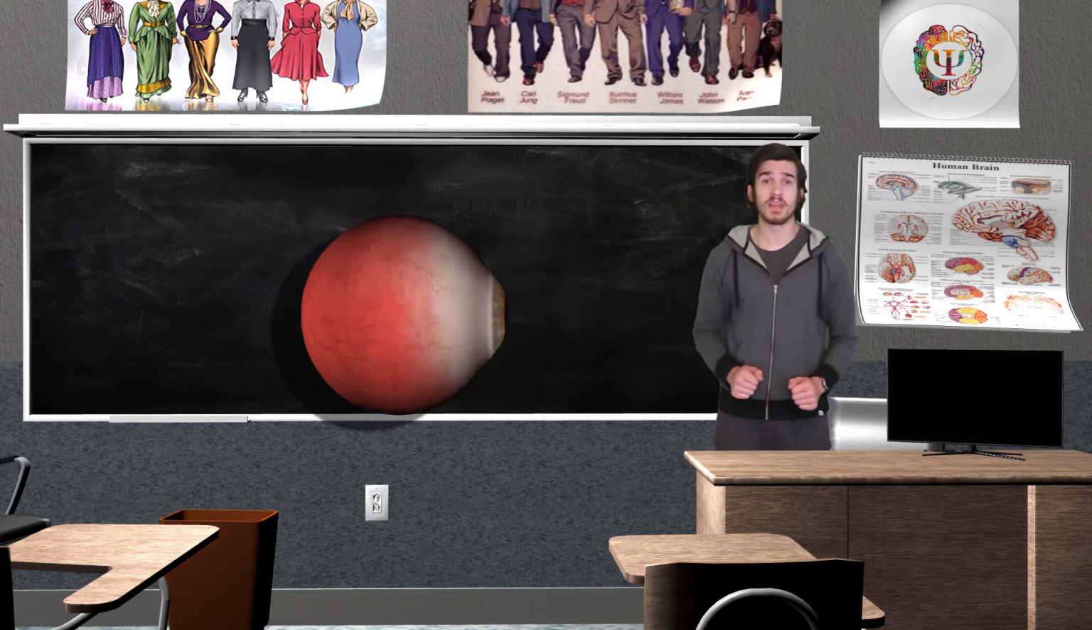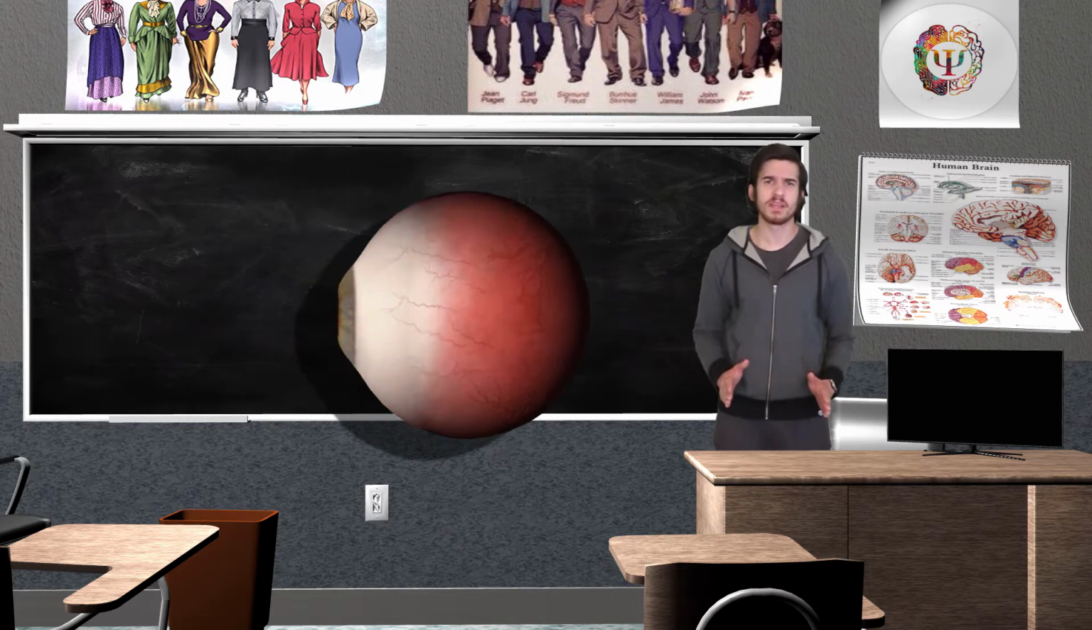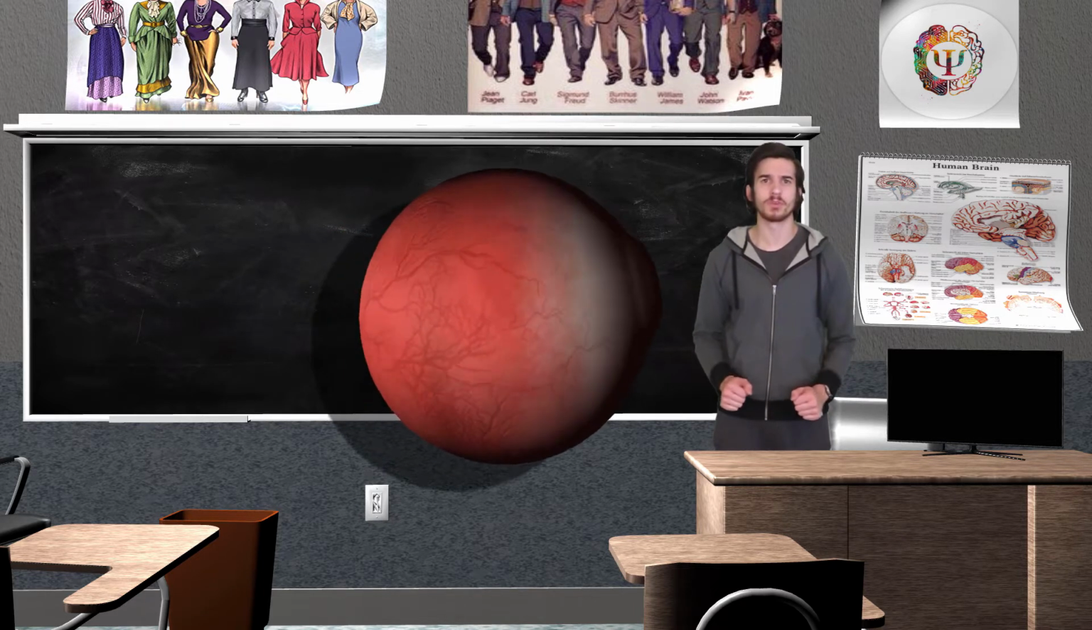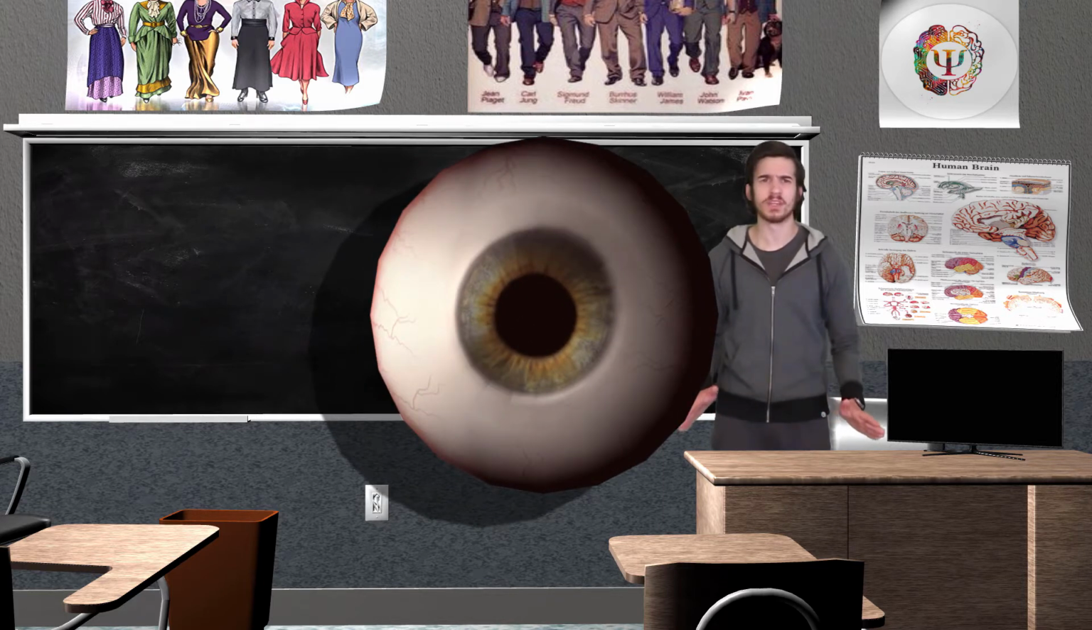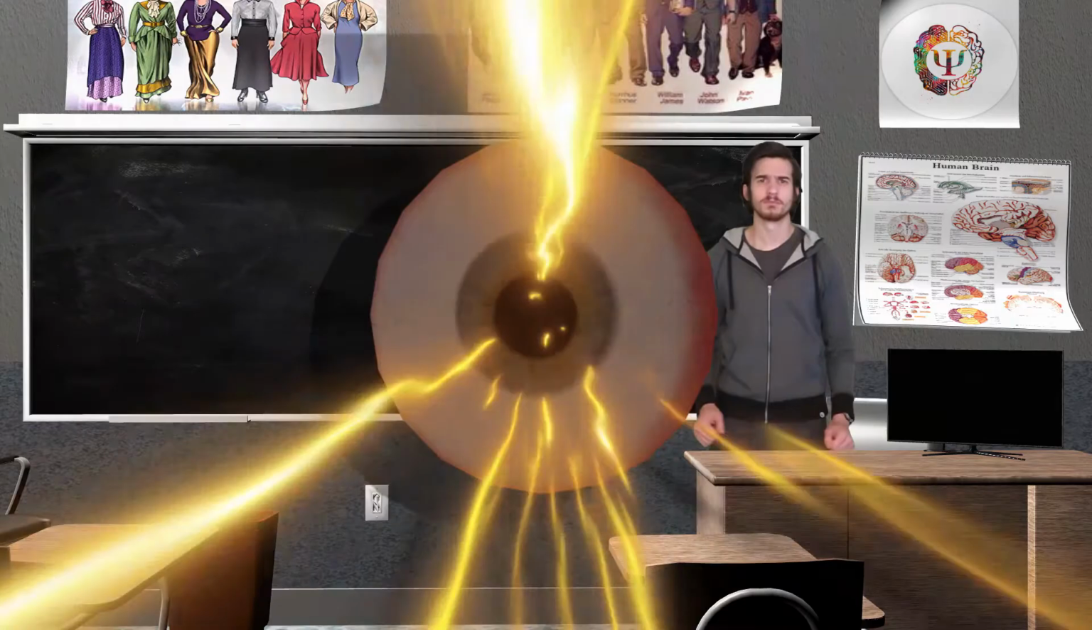So, for you to be able to see, the first thing that happens is light waves are going to pass through your cornea. So, how about we hop on some light waves and ride right on into the human eye? Let's get ready.